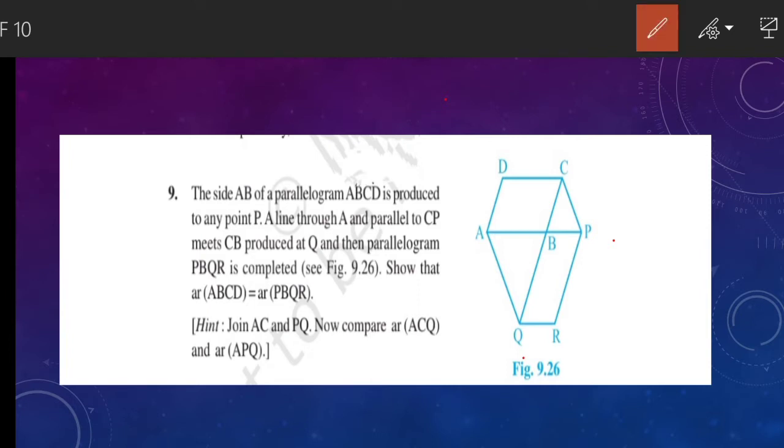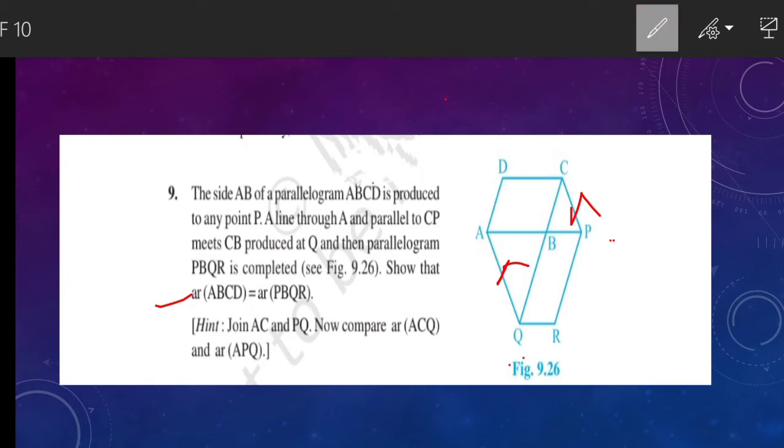In this question we have the side AB of a parallelogram ABCD is produced to a point P. A line through A and parallel to CP meets CB produced at Q. So CB, this line is produced to Q, and this line AQ is parallel to CP. And then parallelogram PBQR is completed. Show that the area of the two parallelograms ABCD and PBQR are equal.